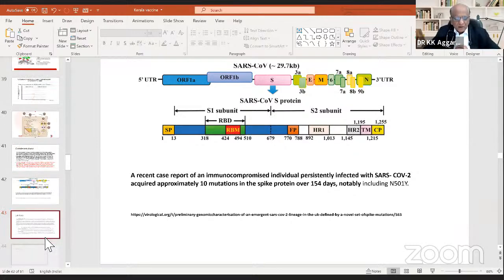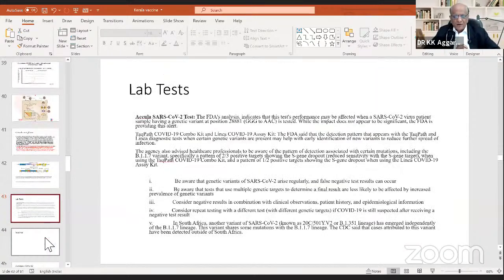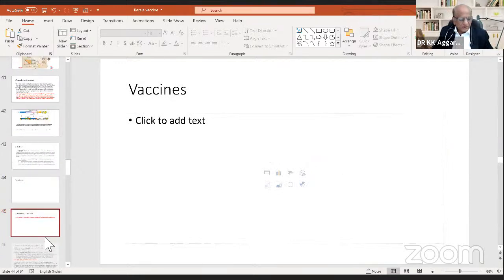And then America has already issued a notice that the following lab tests are becoming unreliable because of the UK strain, because of the 69-70 deletion. But it is also a blessing in disguise, because with the deletion of 69-70, S gene failure is also a sign that this is a UK strain.